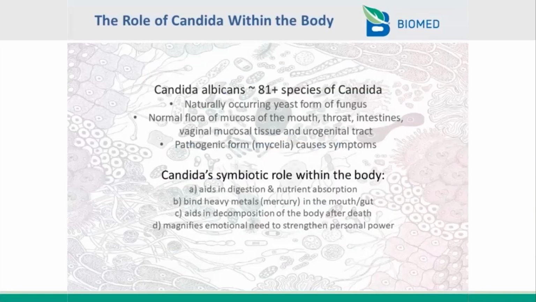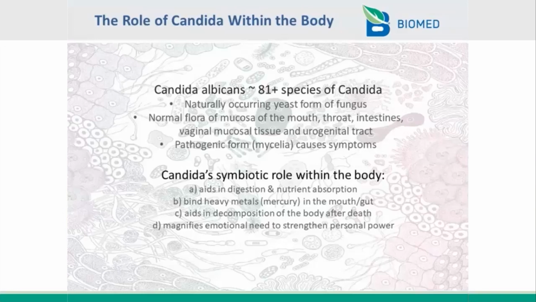All right. So let's get started. The role of Candida within the body. So there's over 81 different species of Candida, and Candida albicans is going to be one of the main ones that we're actually focusing on because Candida albicans tends to be the one that actually causes symptoms in the body. It can be very virulent, so it's symptom forming and very pathogenic. So with that one, understanding Candida albicans will really give you as a practitioner a leg up in being able to help patients with Candida symptoms.